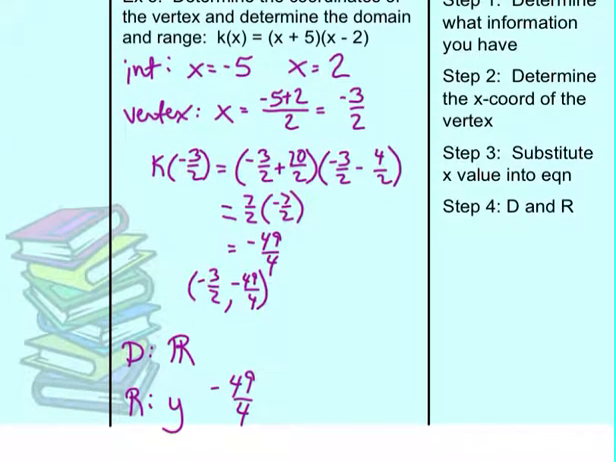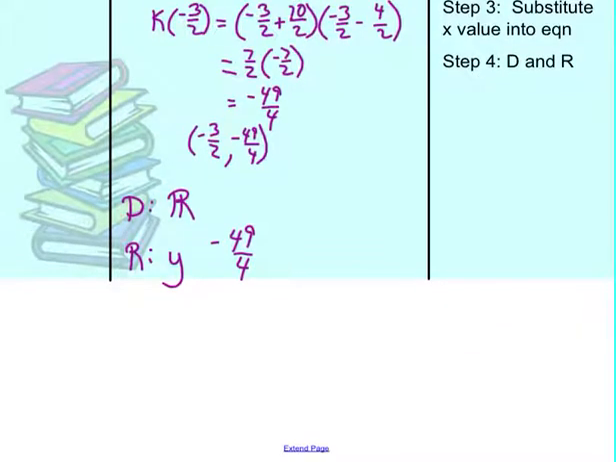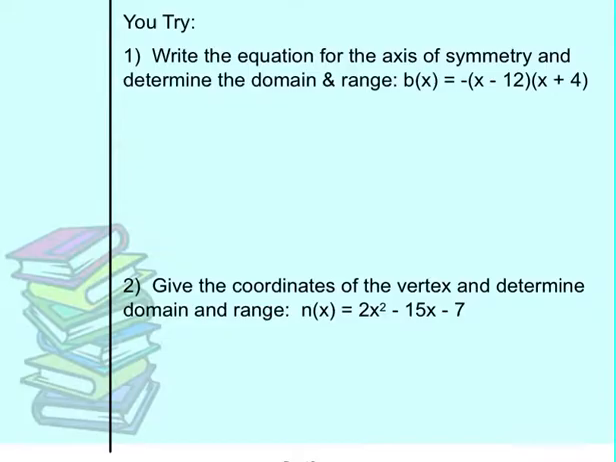We take a look at our original equation. Because there's no multiplication of a negative outside the parentheses, our graph opens up. So this is a minimum value, so y is greater than or equal to the y-coordinate of our vertex. And your U-try problem.